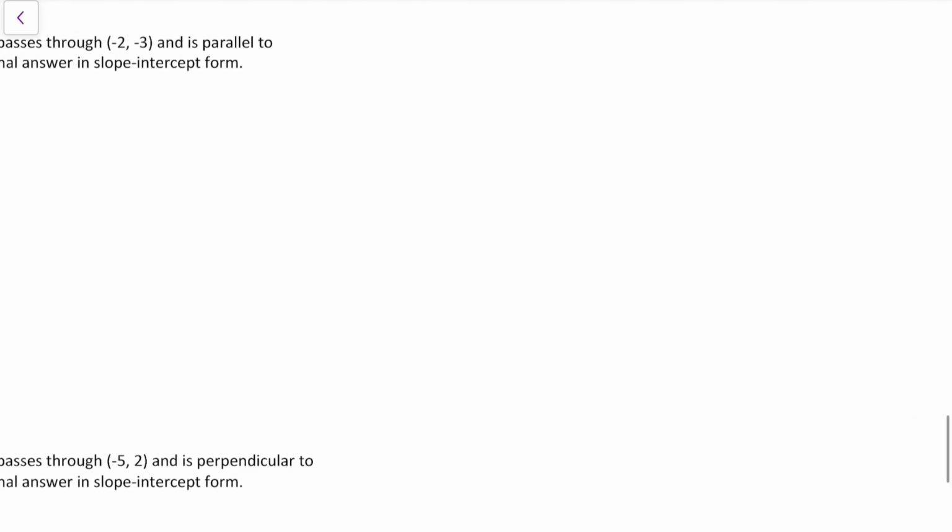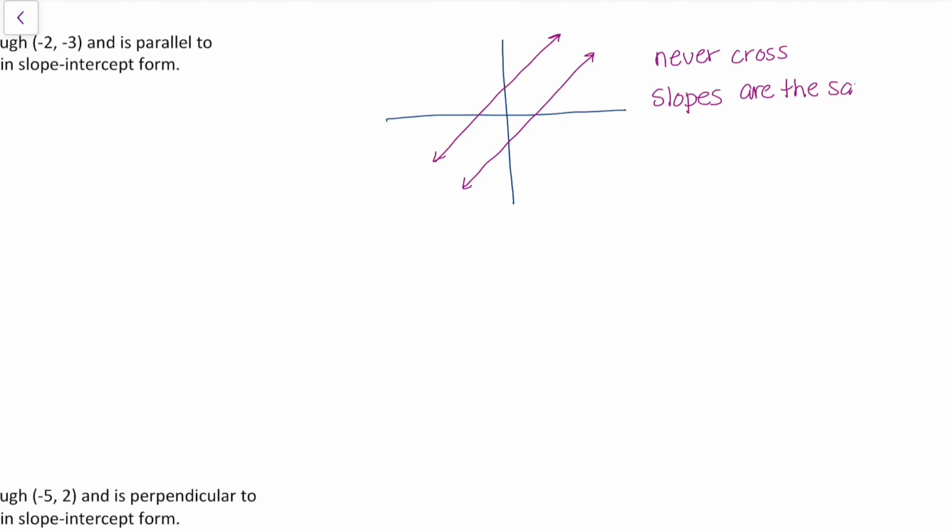Just a quick aside, in case we've forgotten some terminology, parallel lines look something like this. Parallel lines never cross. They never touch. And that is because their slopes are the same. You can think of them like train tracks. So parallel lines never cross, and in order for that to happen, they have to have the same amount of steepness. So their slopes are the same.